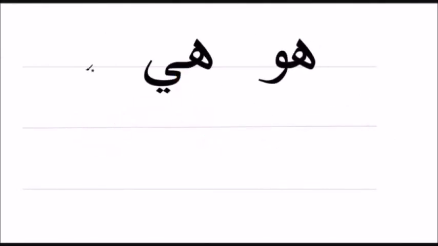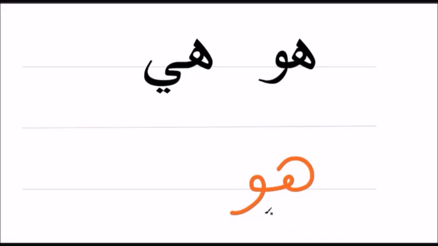Here we have two words, huwa, which means he, and hiya, which means she. Both have only two letters, and both begin with the letter ha. To trace a ha, we start like so, with a big arc, and then we curl back into the letter to put a small circle inside it. Then we continue on to the waw, huwa.